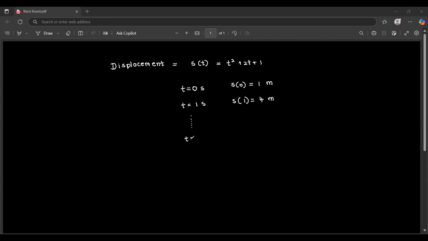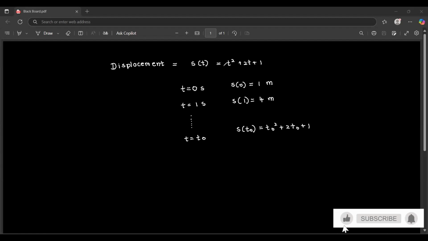When time is equal to t naught, we can say the displacement of the particle is s of t naught, and that will be equal to t naught squared plus 2 t naught plus 1. This is what you did when you were working with kinematics, and you differentiated the function s of t to come up with the velocity of the object. These are the normal things that you have already studied.